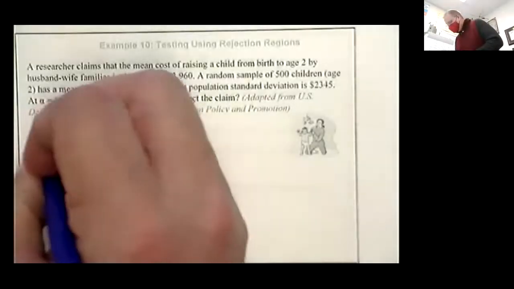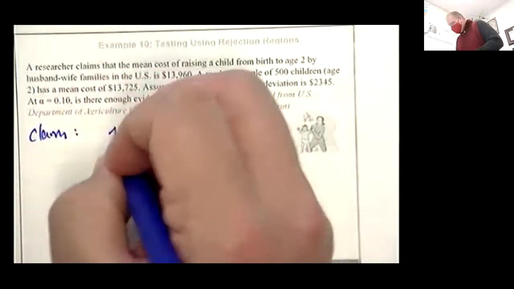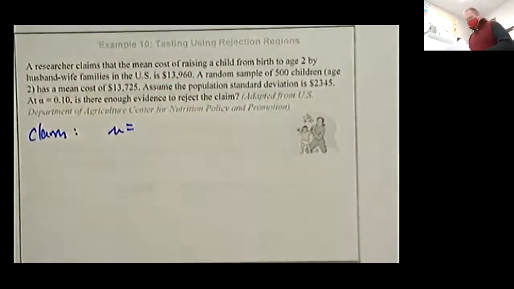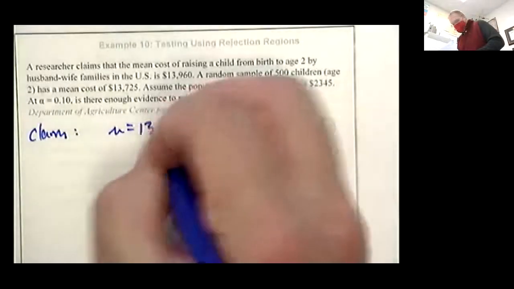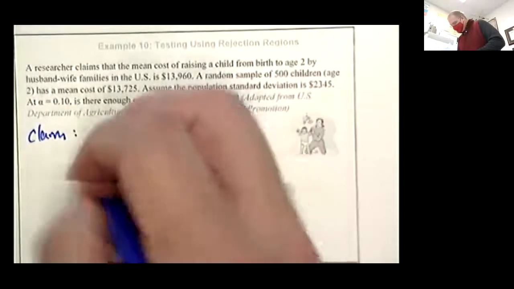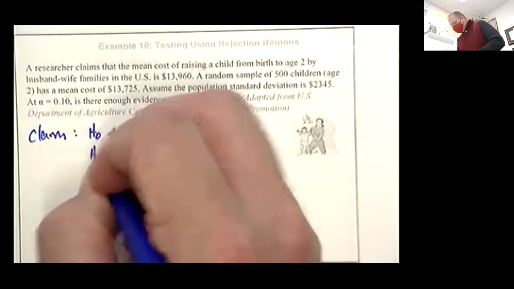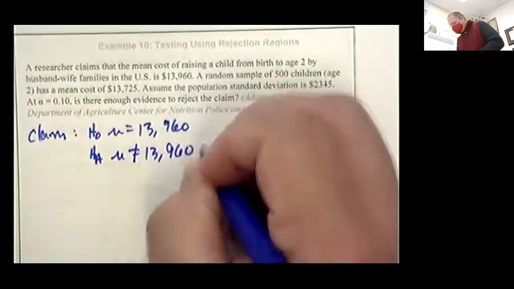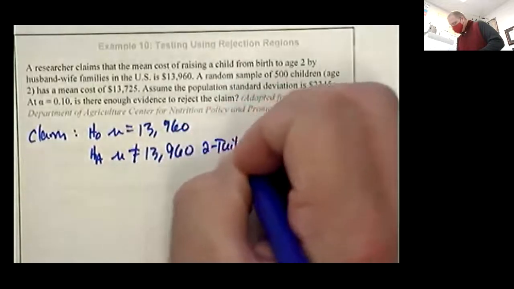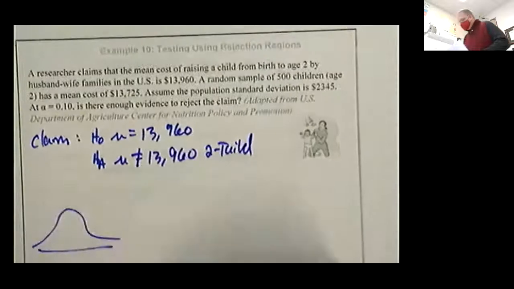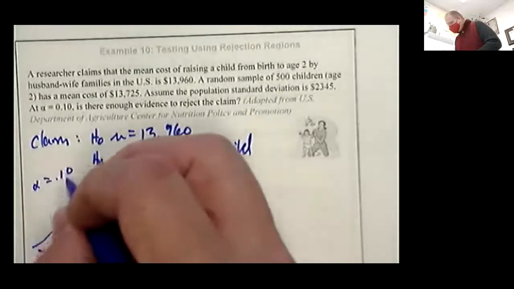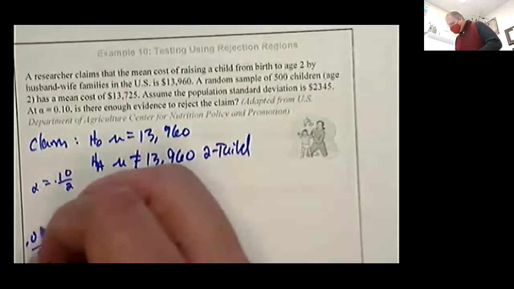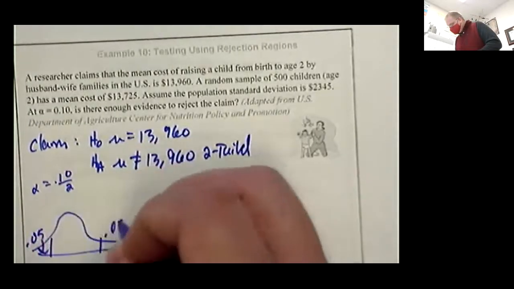So what is the claim? The claim is that the average cost to raise a child is not bigger, not smaller, so it equals 13,960. That's got to be the null. The alternative then is the opposite, which is not equal to 13,960. Therefore, we have a two-tailed test, and we have to split alpha in half. Our alpha is 0.10. We're going to divide that in two. So here's 0.05 and 0.05.